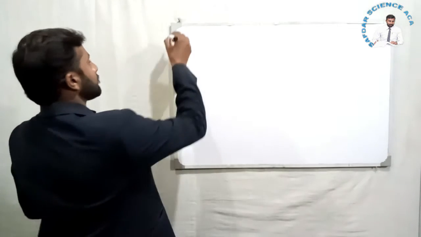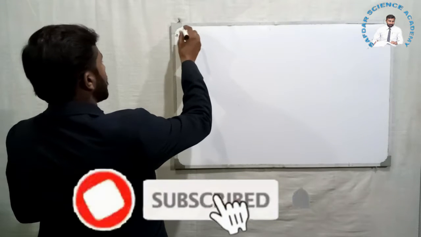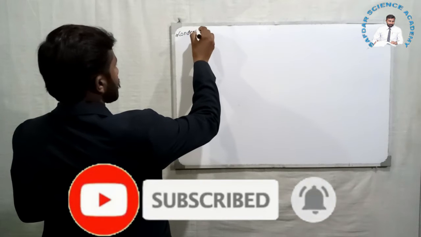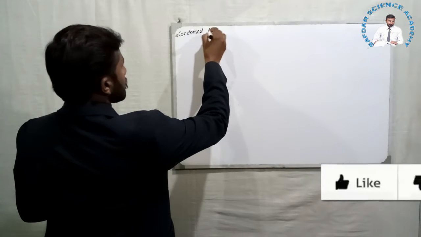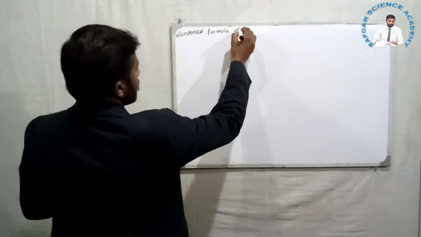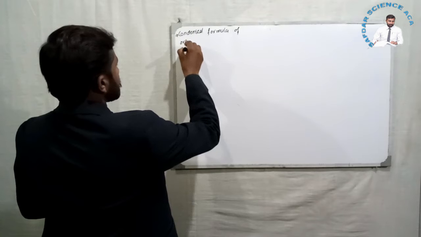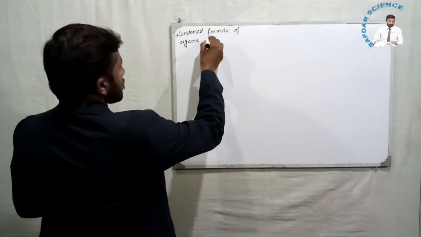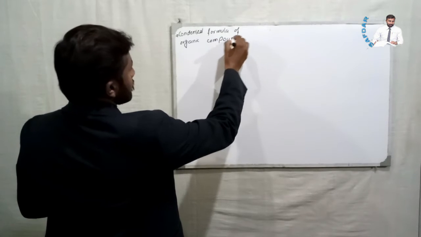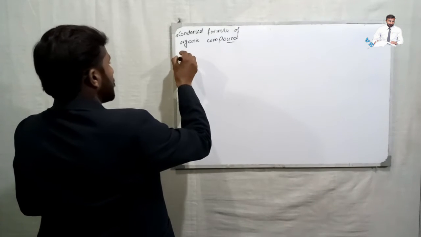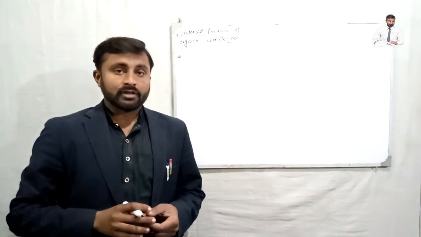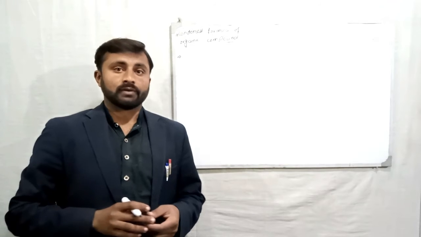Class 10th, the topic is the condensed formula of organic compounds. Students, as you see, organic compounds have a property: their formulas can be shown in the condensed form.